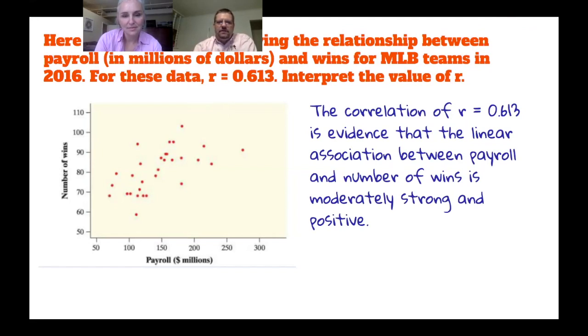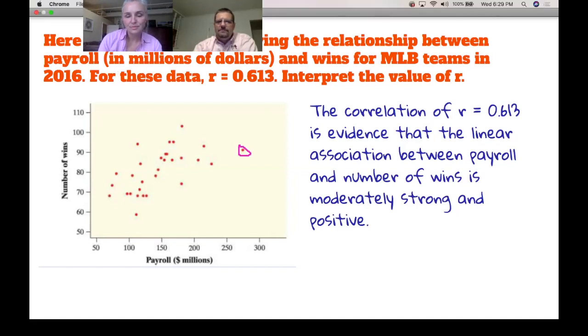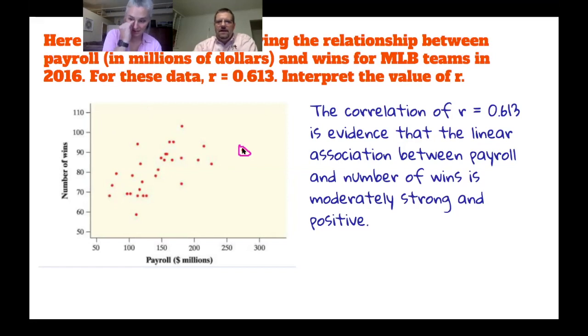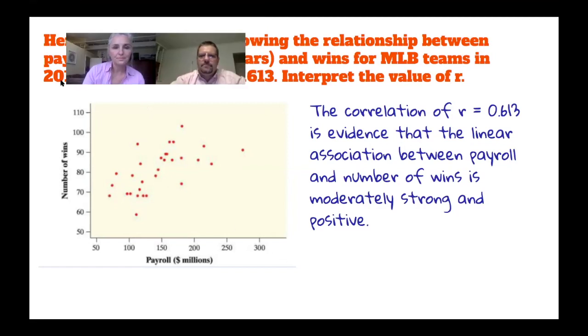I don't know if you can see my cursor, but I can circle it. These guys out here are probably the Yankees. Even though they paid a lot of money, they didn't win the most games, but there is a relationship. Like there's my Pirates down there. Anyway, so we would say that this is evidence that there's a linear association between payroll and number of wins, and it's moderately strong and positive. So it's increasing, and that's the direction. Doesn't seem to be any unusual points, although I did talk about a couple. Yeah. Okay, all right, let's look at the next one.